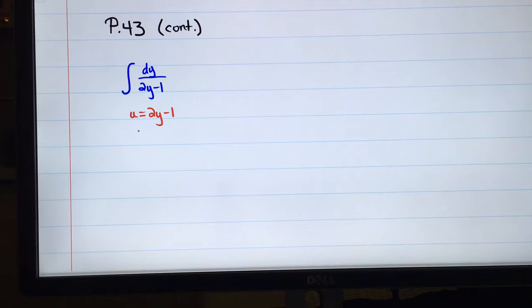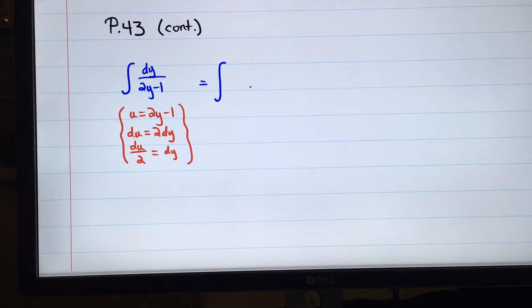And applying u substitution, I have u is equal to 2y minus 1. Putting this in the context of differentials, I have du is equal to 2 dy. And in turn, putting dy in terms of du, dy is going to be equal to 1/2 of du. So once again, for dy, we're going to have 1/2 of du, and u is going to be in place of 2y minus 1.